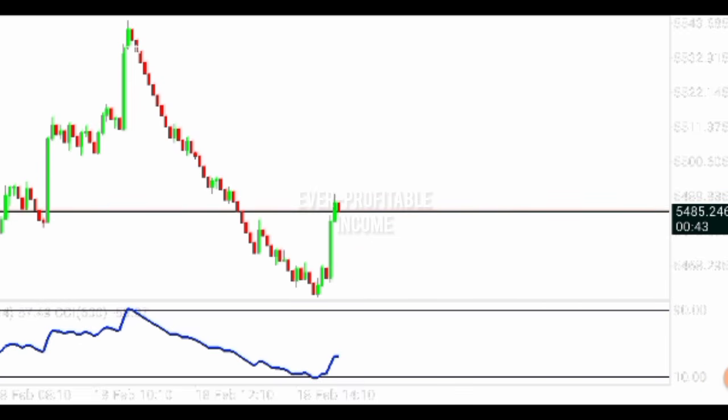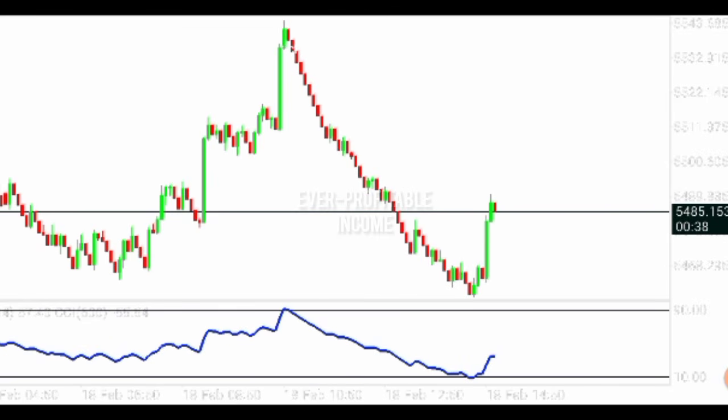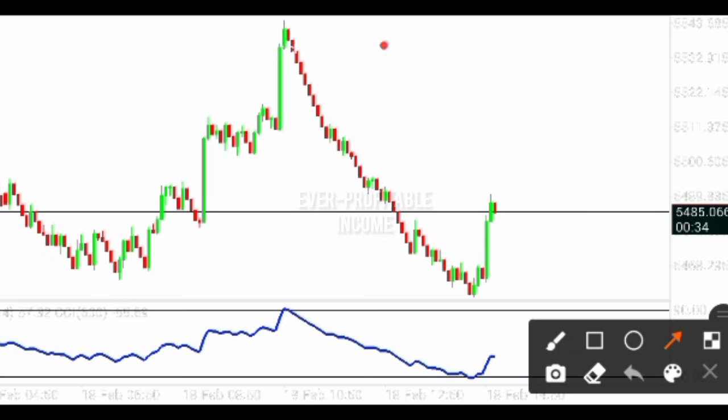Okay, so this indicator can also be used for scalping. If you scroll back, you can see that it is very, very perfect in timing for scalping. You can get accurate entry using this strategy. Can you see that? It will show you when you are supposed to scalp.